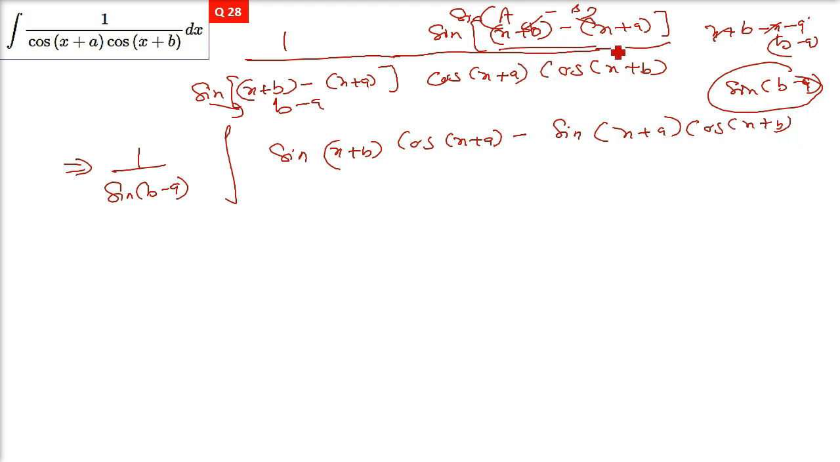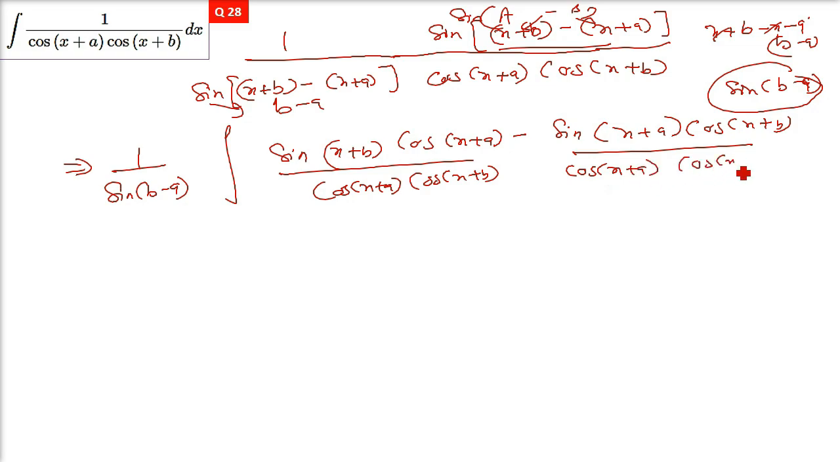That is important because there will be a lot of calculation and cancellation which will take place. So cos(x+a) and cos(x+b), just put this in the denominator for both the terms which we got just now after expanding the sin(A-B) formula. Integration is already there, dx is already there, don't forget about that. Cos(x+a) cancelled out, cos(x+b) cancelled out from first and second term respectively. Now sin(x+b) by cos(x+b) is tan(x+b). Similarly, sin(x+a) divided by cos(x+a) is tan(x+a).